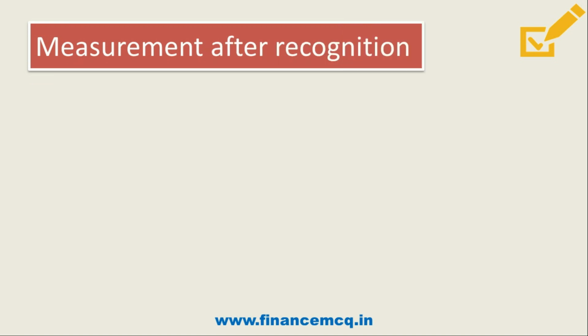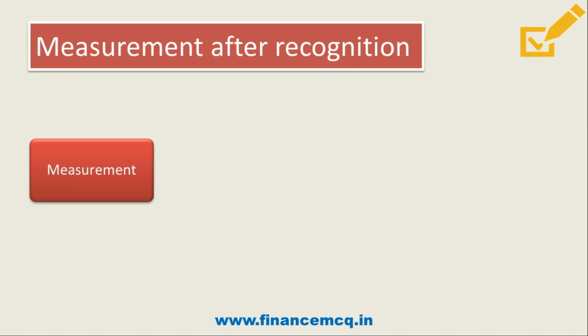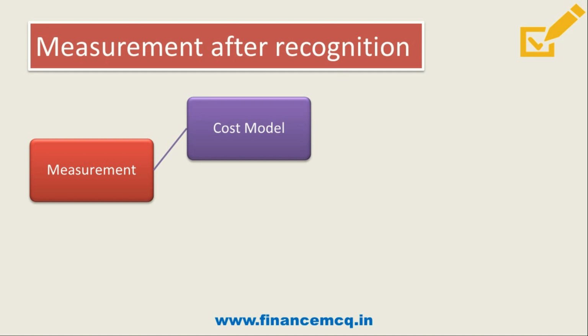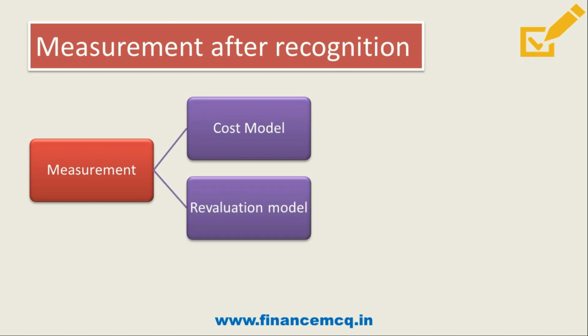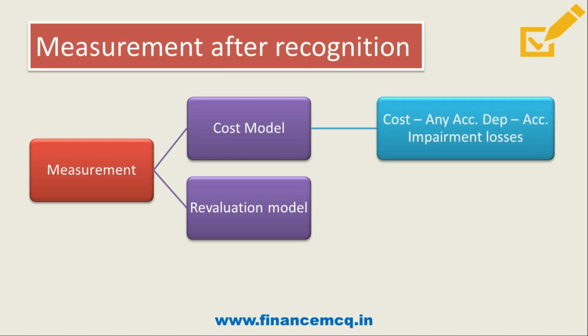Now friends, let's talk about how an asset or PPE will be measured after its recognition. That is, once it is recorded in the books, then how is it to be measured going forward? So friends, an enterprise can choose either a cost model or a revaluation model. Under the cost model, it will be measured as cost minus any accumulated depreciation minus accumulated impairment losses, if any. So friends, from cost we will deduct depreciation and any impairment loss, and we will get the carrying amount of an asset.